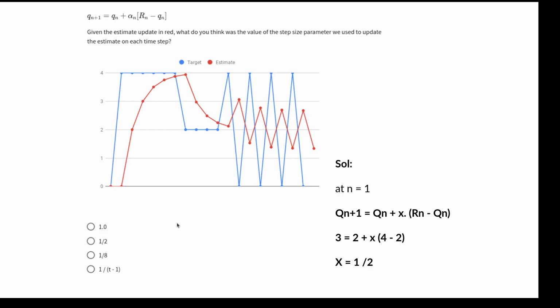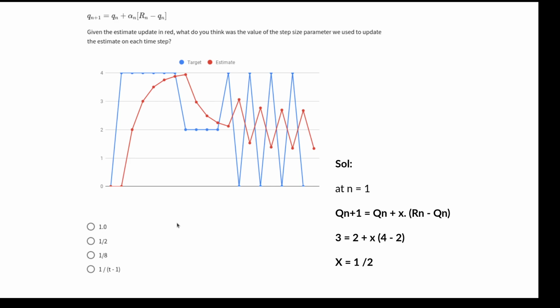We put the equation, which is q(n+1) equals qn plus x into (rn minus qn), right? So what is the value of q(n+1)? We are considering n equals 1, so we need to see what was the q2. If you see the q2, what was that? It is 3, the red bar, you can see in the second plot. So we put 3 equals qn. What is the qn, the current estimation? It is 2. So that's why you put 2 plus x, which is our point of interest that we need to find.